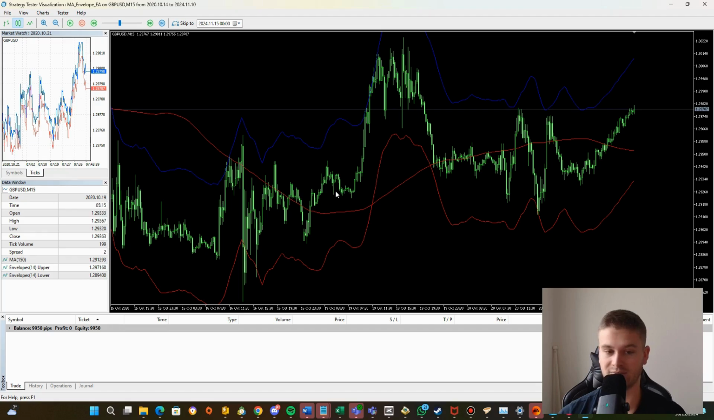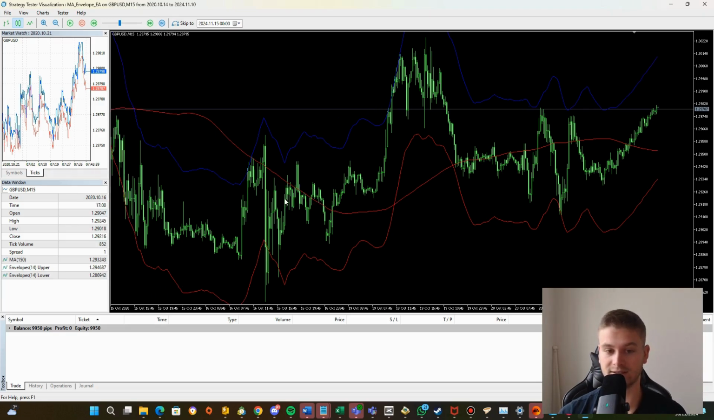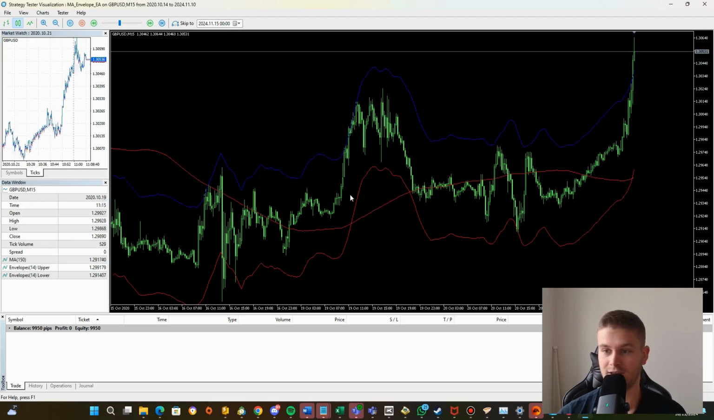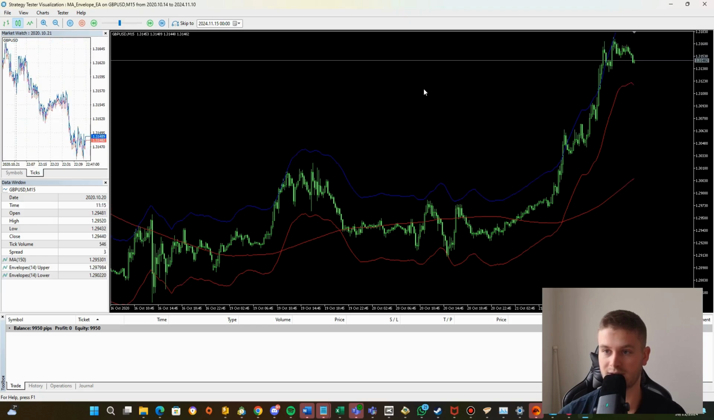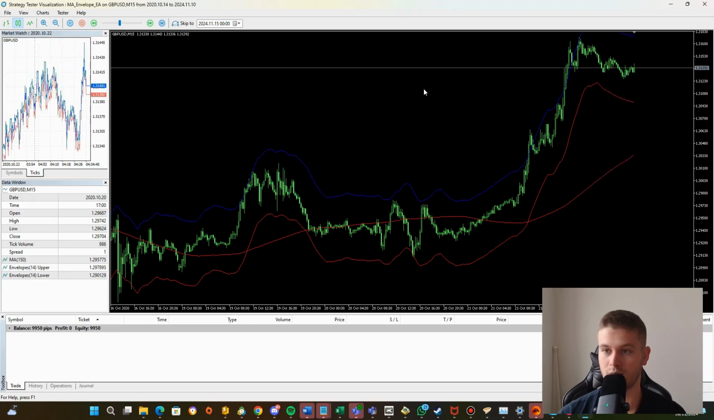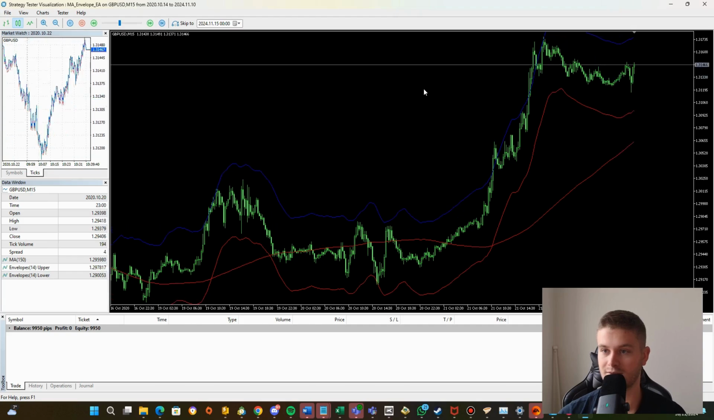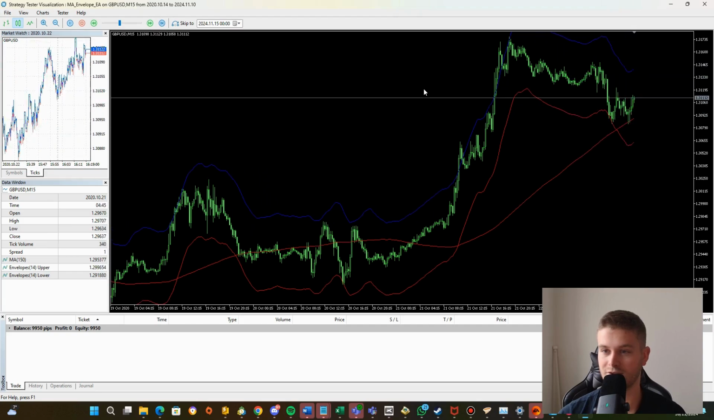Okay, so this is a sideways market, and it can't open any positions because the moving average is inside the envelopes, let's say. So this is something that I like to see. So it does a good job with the sideways market. So now hopefully here we will get some position we want.